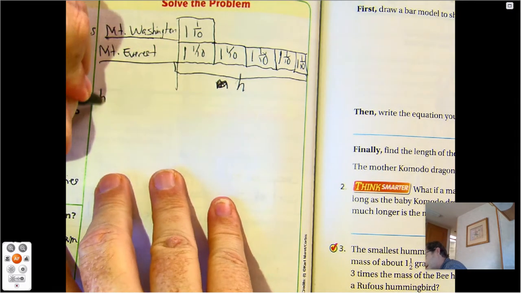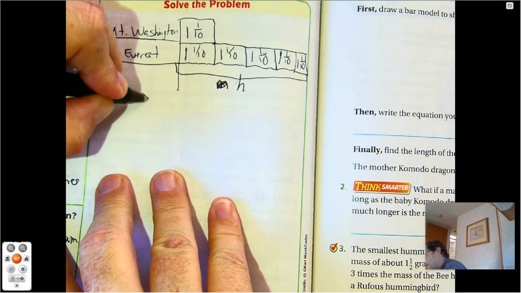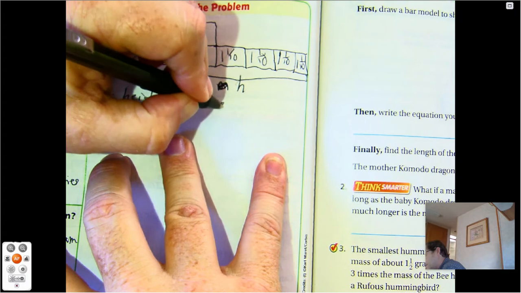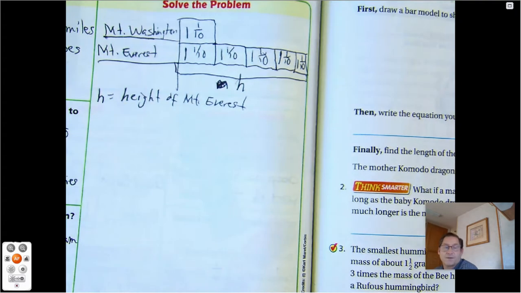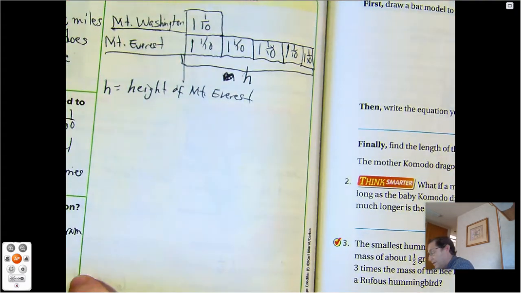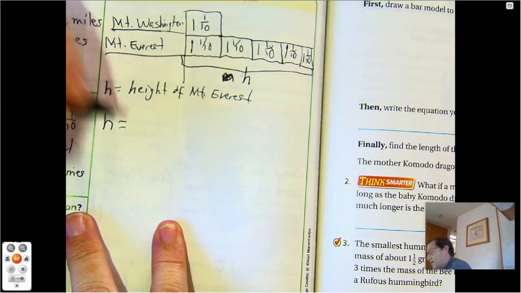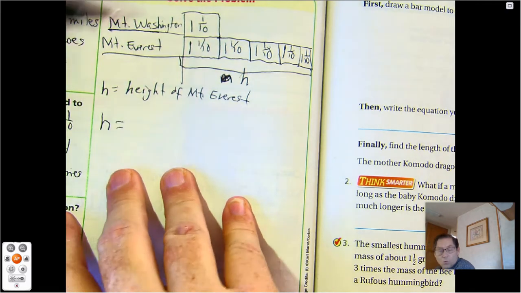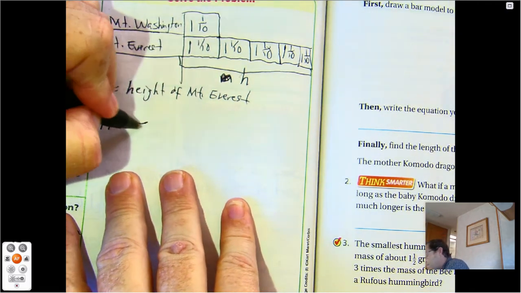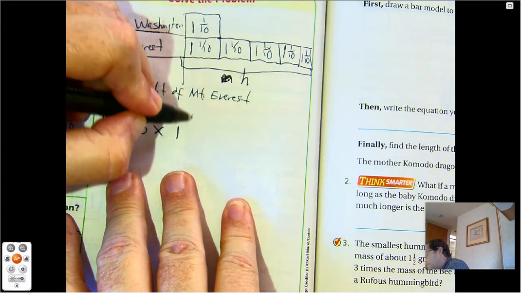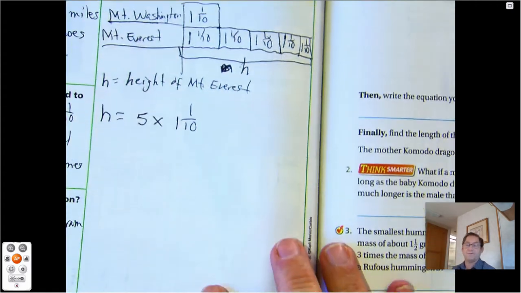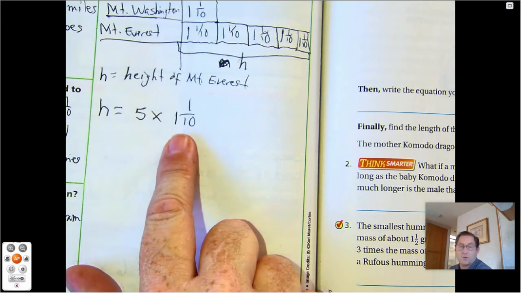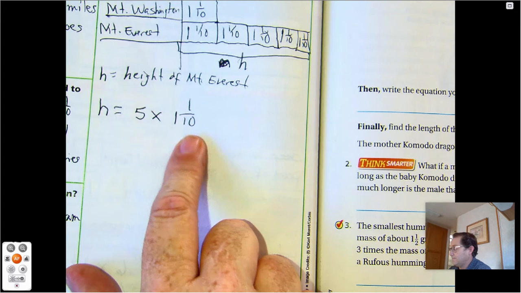So we can write that down. H equals height of Mount Everest. Okay. So what is the height of Mount Everest? Well, the height is 1 1/10 times 5. Mount Everest is 5 times as tall or high above sea level than Mount Washington.